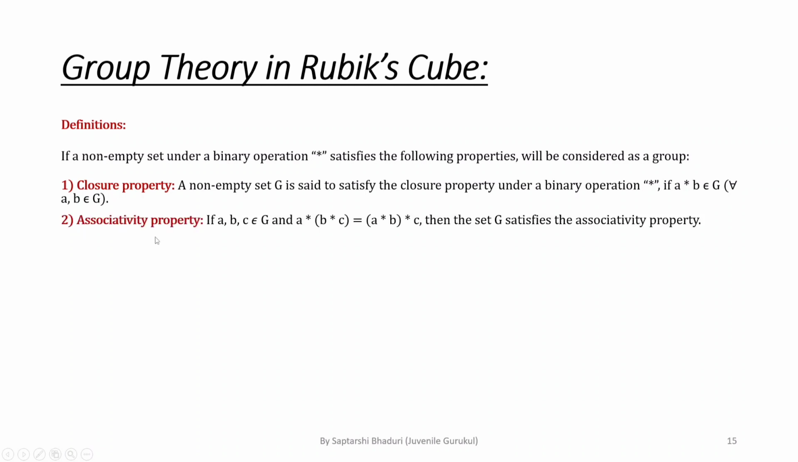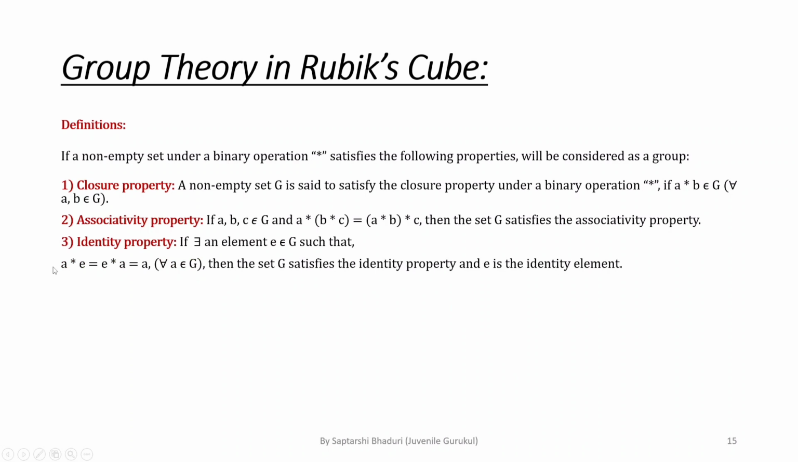Second property it has to satisfy is the associativity property. If three elements A, B and C belong to G and (A star B) star C is equal to A star (B star C), then the set G satisfies the associativity property. The third property it has to satisfy is the identity property. If there exists an element E belonging to G such that A star E equals E star A equals A for all A belonging to G, then the set G satisfies the identity property, and this element E is called the identity element of the set G under the operation star.